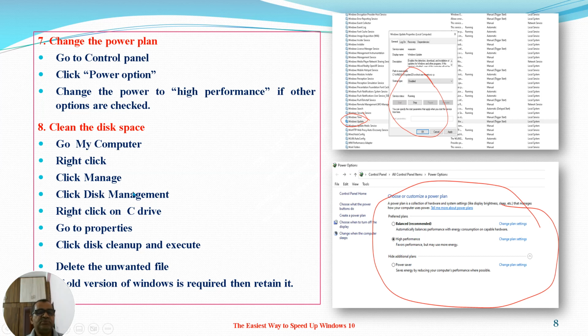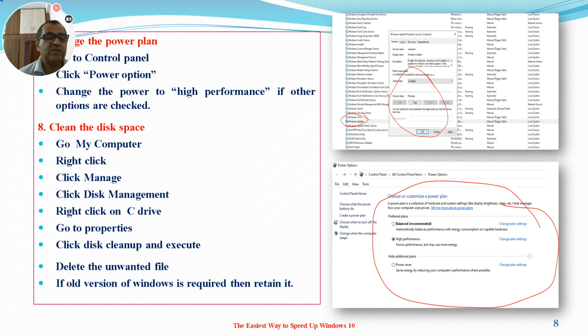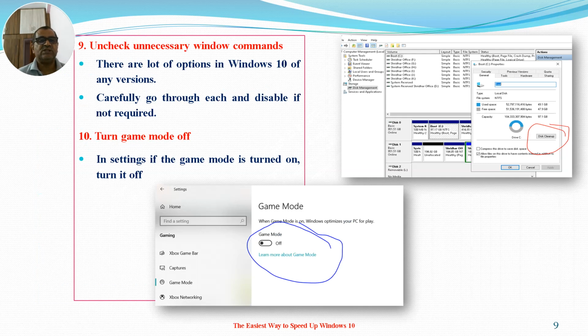Then clean up the disk space. Also go to my computer, right click, click manage, disk management, then right click on the C drive, go to the properties, click disk cleanup and execute. Delete the unwanted files if any. Then if the old version of Windows is required, retain it, or else delete it. So this will also increase the Windows speed to a greater extent.